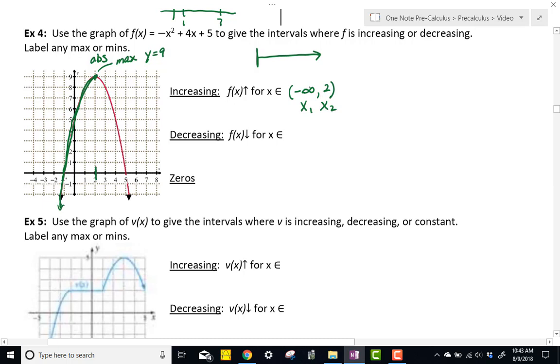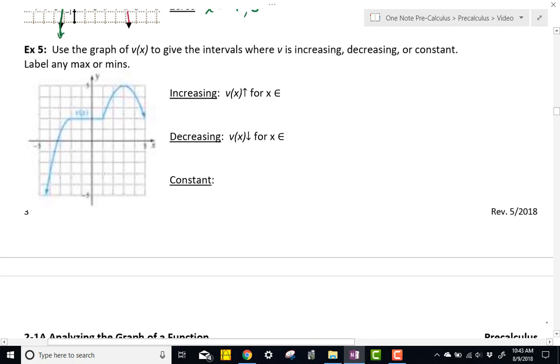Where is it decreasing? Well, it's decreasing from 2 on. So from 2 to positive infinity, my graph is decreasing. Again, this is some value of x1. This is some value of x2. Where are the zeros? The zeros are at x equals negative 1 and 5. All right? So I would encourage you again, turn off the video, try these on your own, and then come back and see what you get.